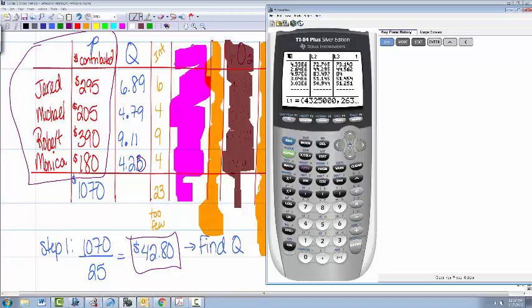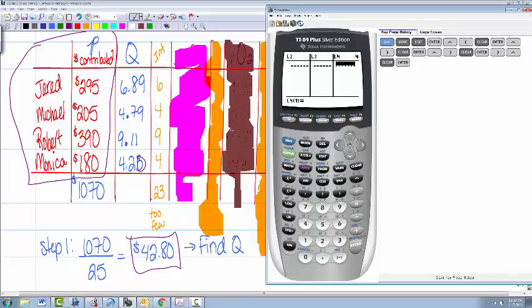Go all the way up to L1 and press clear, enter. Go all the way up to L2 and press clear, enter. Go up to any list that has numbers. Clear the list by hitting clear and enter. Clear, enter. That's weird. L4, L5, okay.